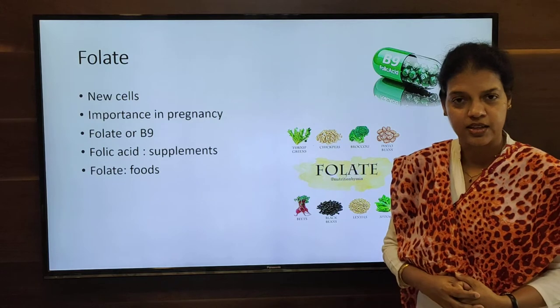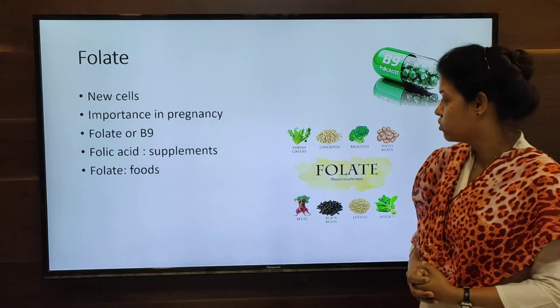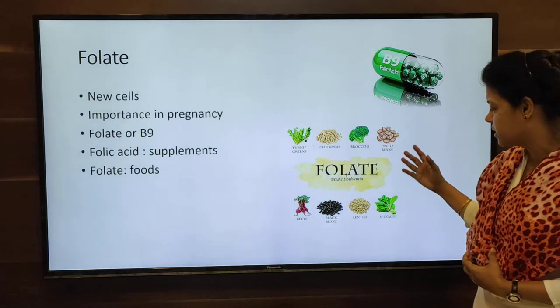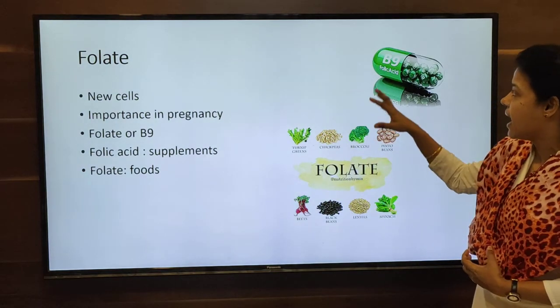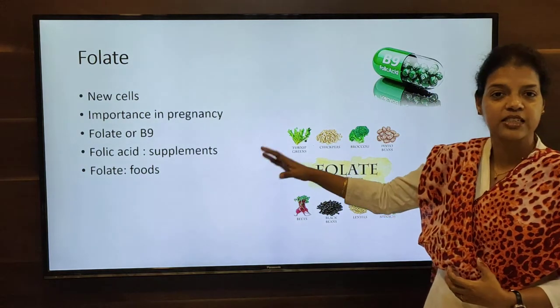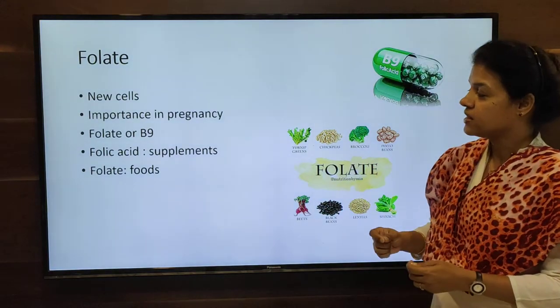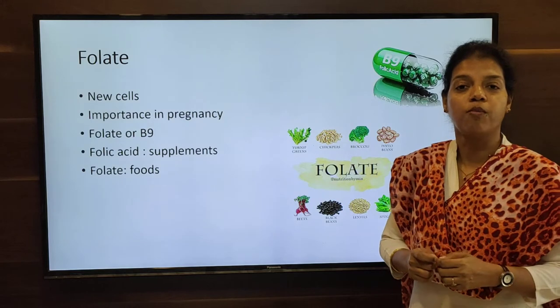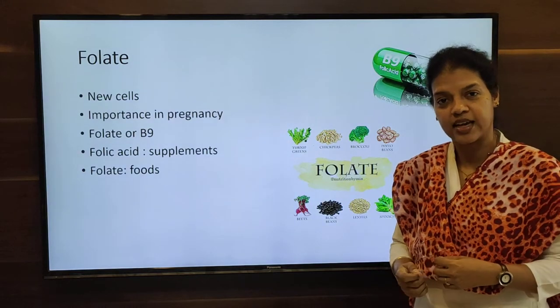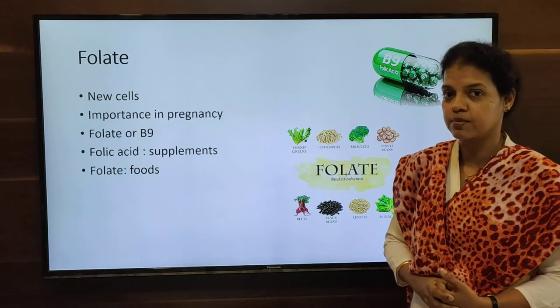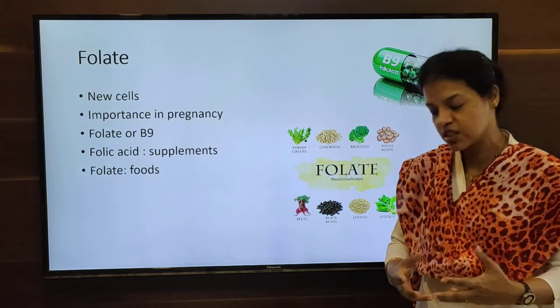And it is available in the natural form from our food sources. These are the food sources. We have the green leafy vegetables, beans, and other sources. And the second category is the supplements, which is the synthetic form of folate. And typically the supplement form is the acid form. It is folic acid, whereas the natural source, folate from the food sources, is called folate.